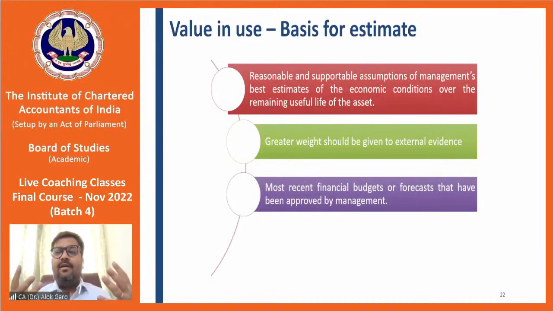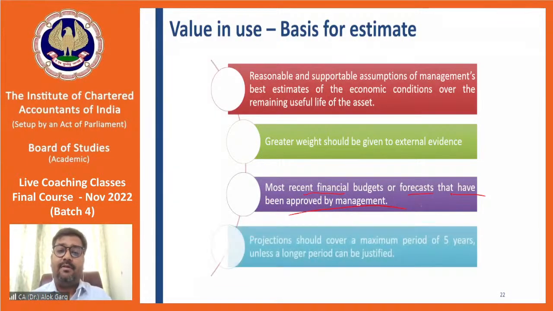So these are the basis for estimating, because the future cash flow is an estimate. And for estimating the future cash flow, you have to provide more weightage, more importance to the external evidence, and your cash flow projection should be reasonable, and supportable assumptions should be there for those cash flow projections. While doing the cash flow projection, you have to use the most recent financial budget or forecast that have been approved by the management. While calculating value in use, you will estimate future cash flow, and while estimating future cash flow, you have to use the most recent financial budget and forecast, which have been approved by the management.